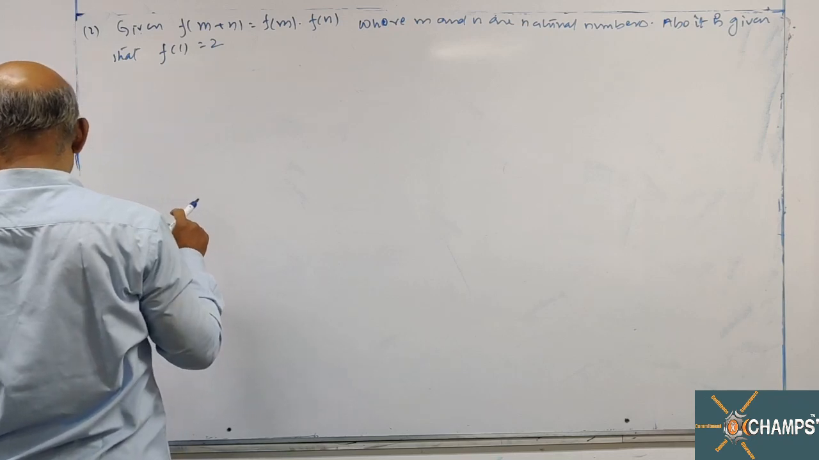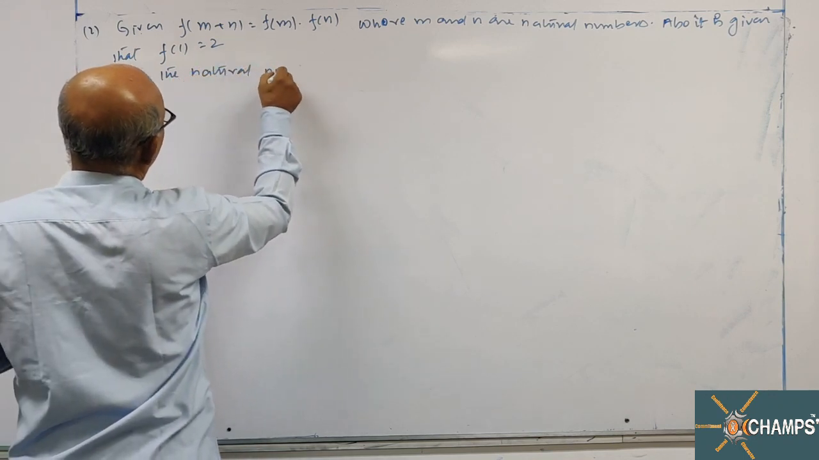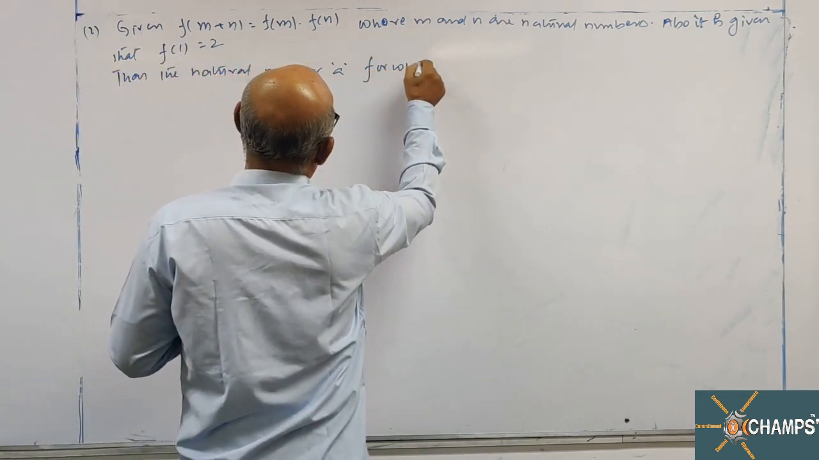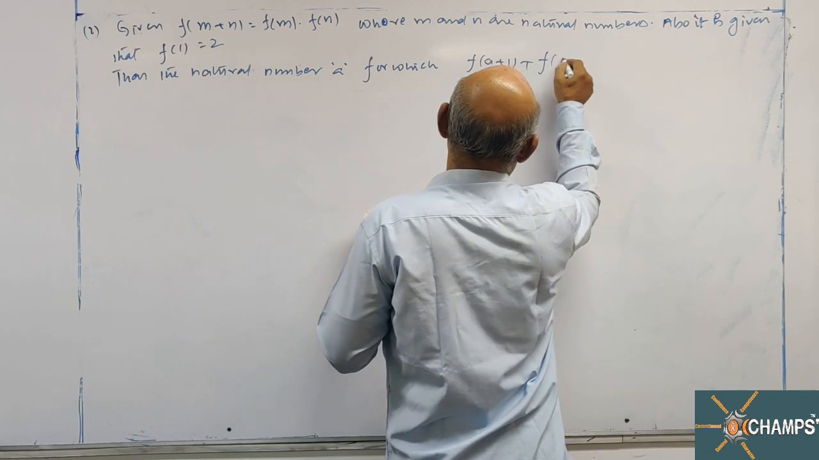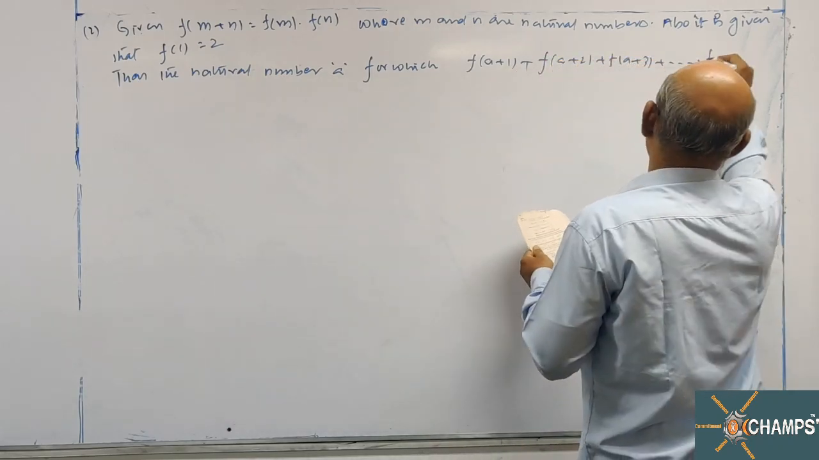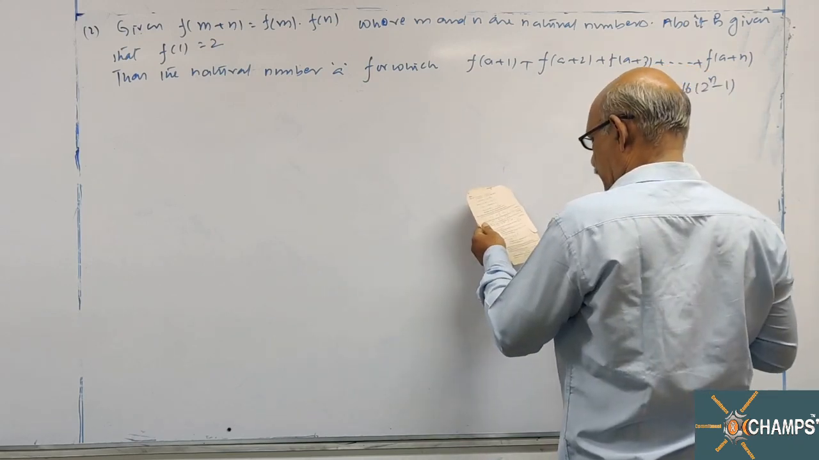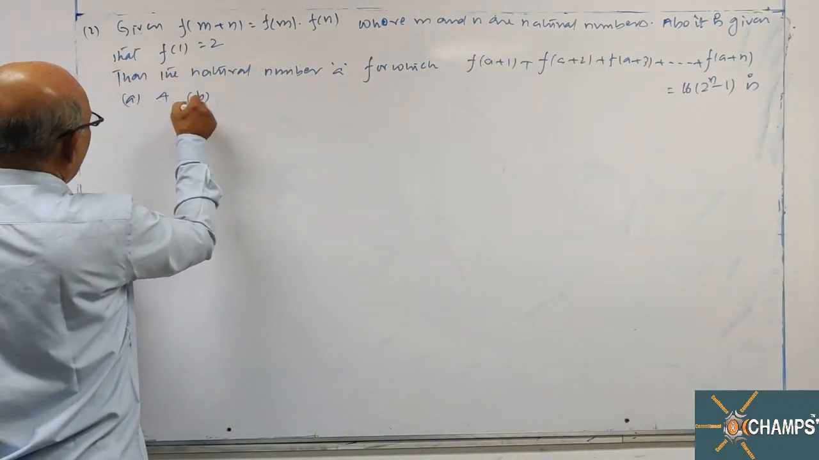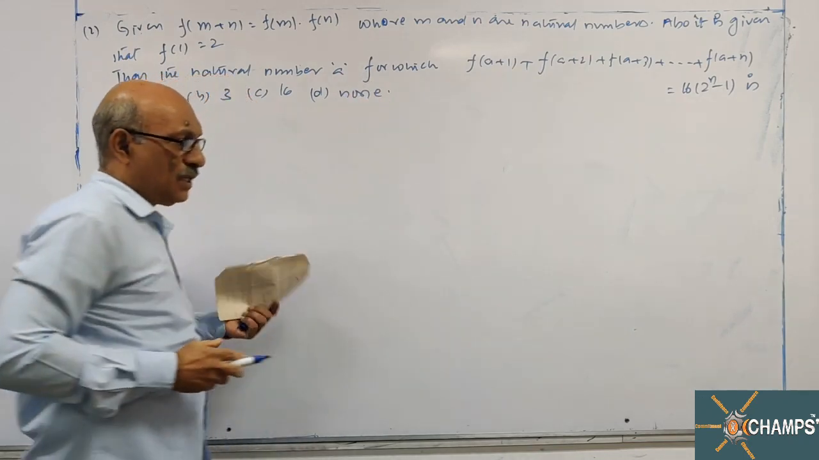Then the natural number a for which f of a plus 1 plus f of a plus 2 plus f of a plus 3 plus etc. f of a plus n is equal to 16 into 2 power n minus 1 is option A 4, option B 3, option C 16, option D none. This is my question.